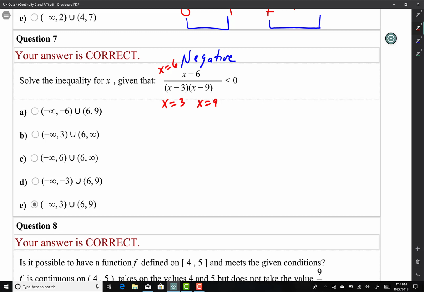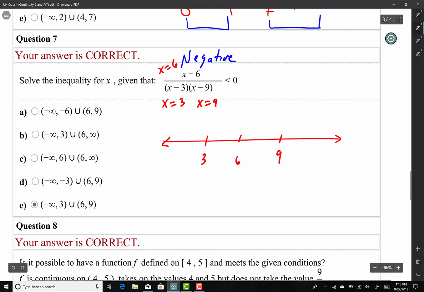So there it is. I'm going to make my number line. So here's my number line. I'm going to put in 3, 6, and 9. Now understand, guys, that I can never equal 3 and I can never equal 9 because those are two vertical asymptotes. So notice none of my answer choices have a bracket on 3 and 9. That's just something to observe.